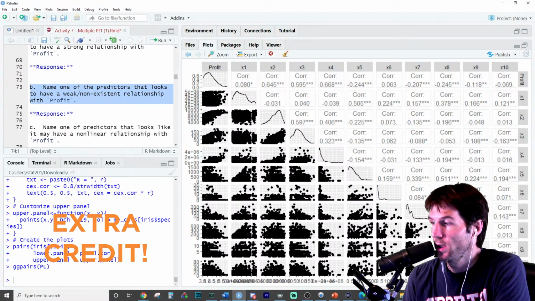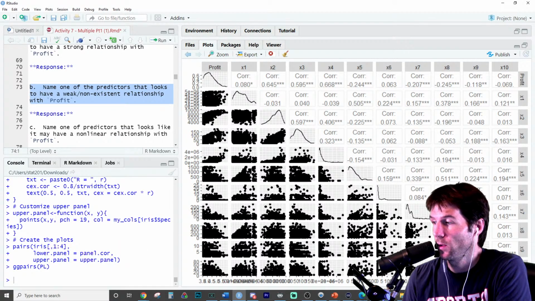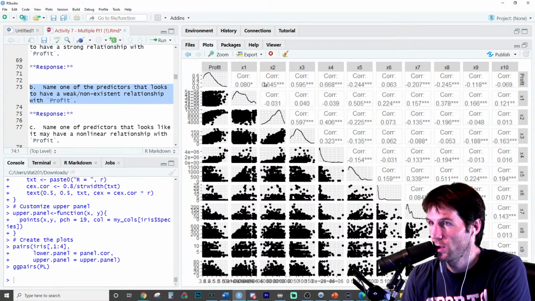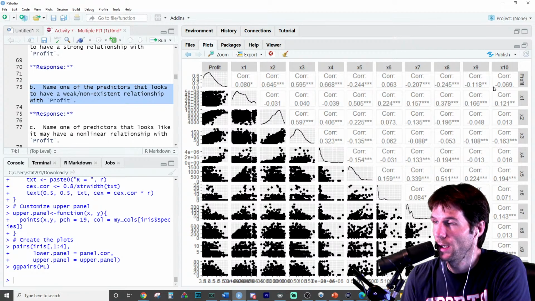What is a predictor that has a weak, non-existent relationship with profit? So once again, profit is the y variable of interest. So we're going to assign it to the y variable. And then we're just going to look across here and say weak, non-existent.